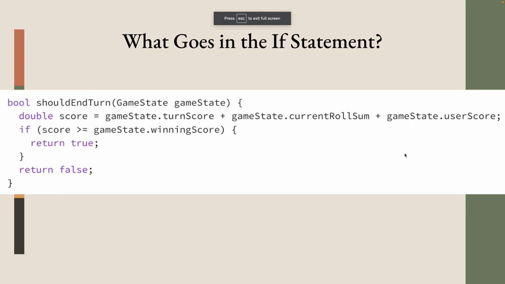Do people have questions? Yeah. So to win the game, it would be 200 points. It would say game score equals 200 points. If user score is greater than or equal to 200, then the answer is true. Essentially this function is asking when we should end our turn and stop rolling.